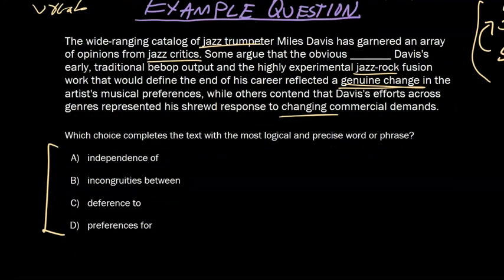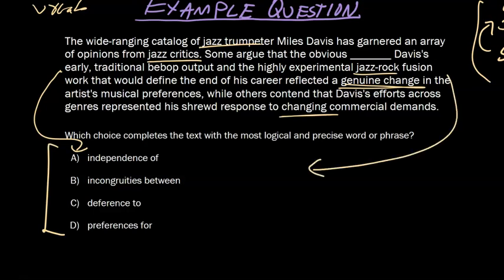Let's test our answer choices now. Some argue that the obvious independence of early traditional bebop output and the highly experimental jazz rock fusion work that would define the end of his career reflected a genuine change. Well, independence of doesn't really make sense. This might be independent, but that doesn't really relate to this part here. Incongruities between. If you don't know this word, let's just say we skip it for now. What it means is differences.